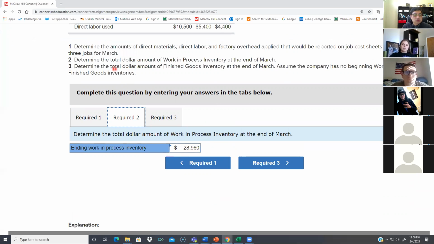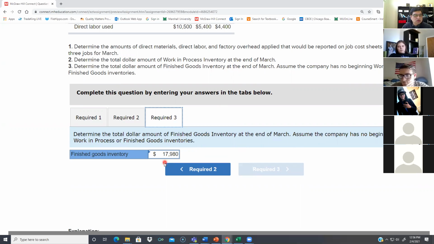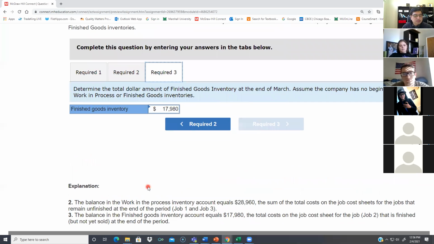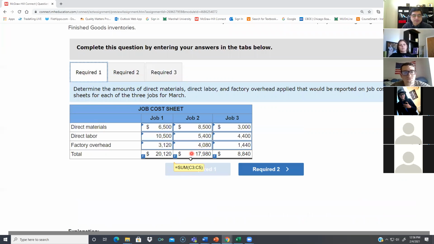Then it tells you finished goods inventory. We know that job 2 has been finished but not sold. So job 2, which was finished, will be in the finished goods inventory, which we already computed here. So this one is completed but not sold. These 2 are incomplete. Questions?